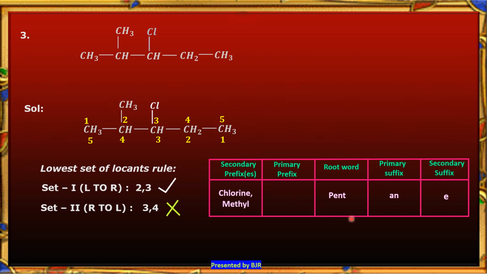So write chlorine at first, 3-chloro 2-methyl pentane.